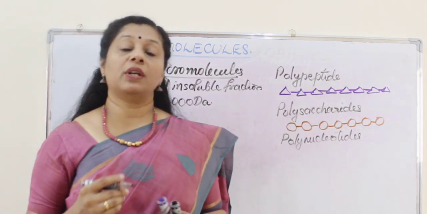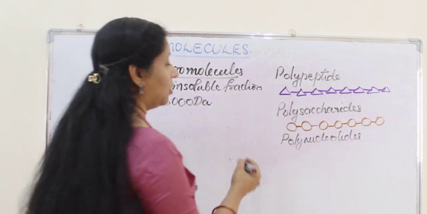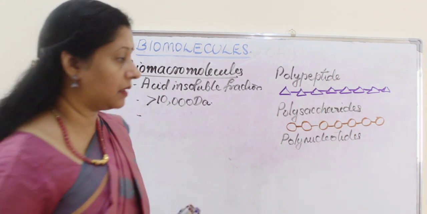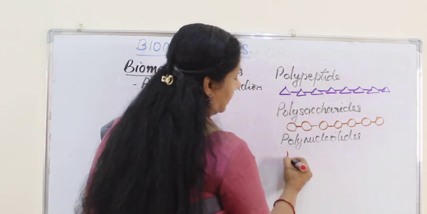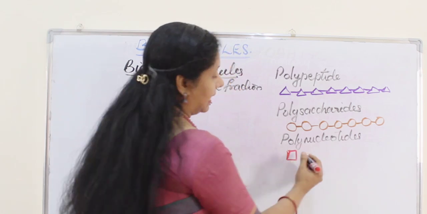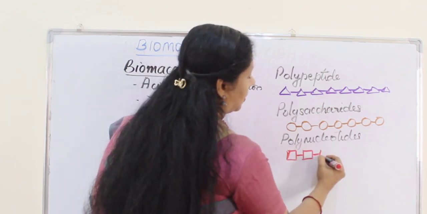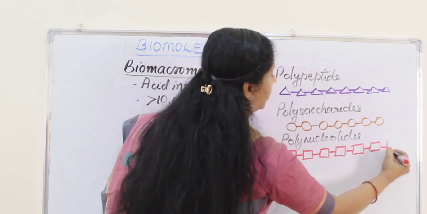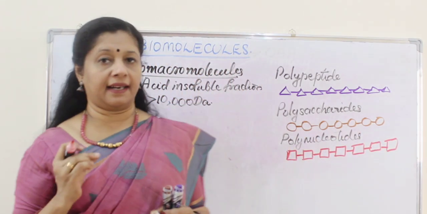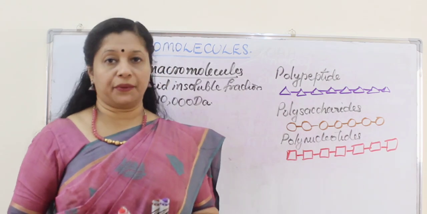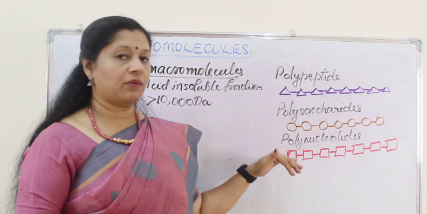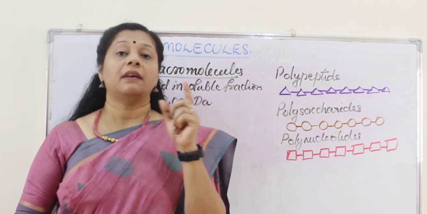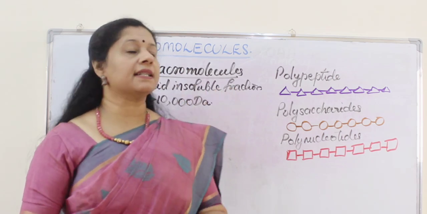Now third is polynucleotide. So another molecule, polynucleotide means many nucleotides. Suppose I am drawing just like this to make you understand. Many nucleotides are connected end to end. So we get the nucleic acid in this, that is DNA, RNA are examples of polynucleotides. So all the macromolecules are connection of many individual molecules with certain bonds. So now let's discuss one by one.